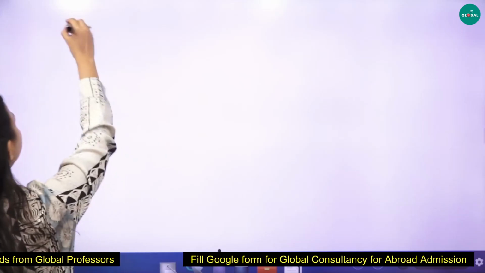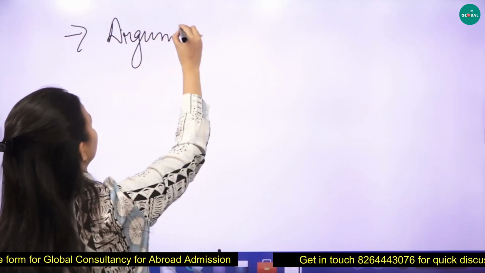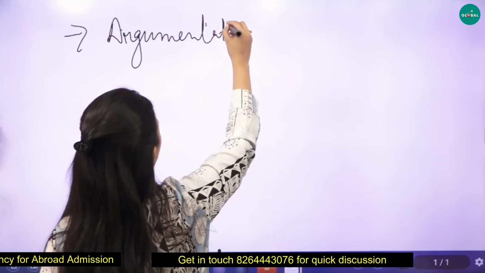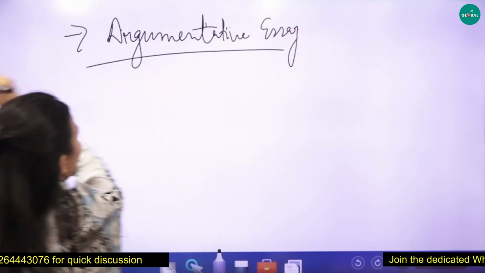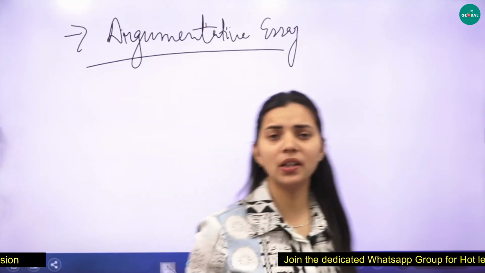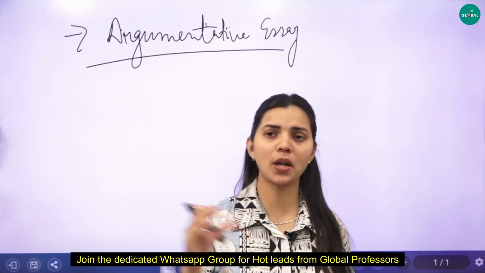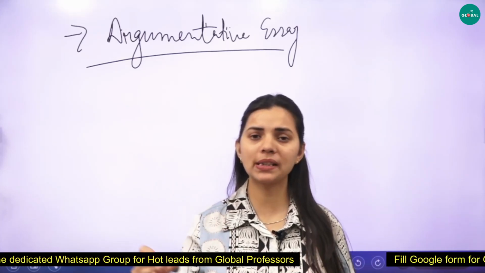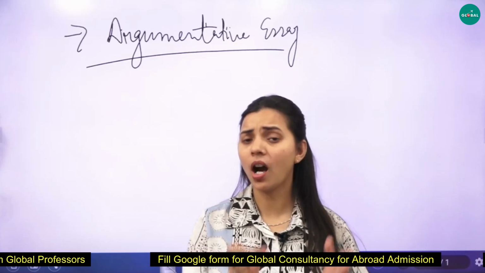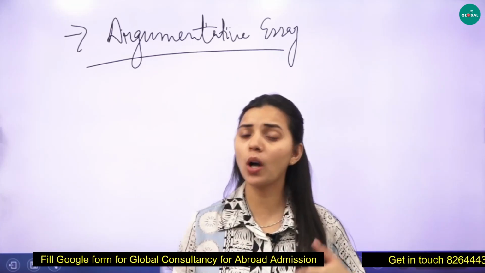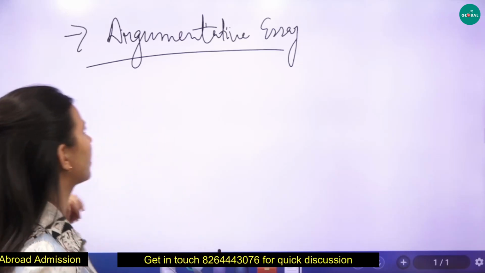Third comes argumentative. Please understand this carefully. This is something important. Argumentative type of essay. Now argumentative type is something where one argument will be given to you in the question statement, and you need to justify it. Do you agree or disagree? How far do you agree or disagree? To what extent do you agree or disagree? See how you need to identify.